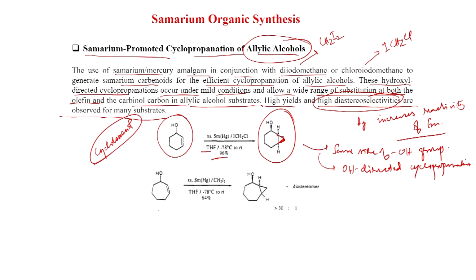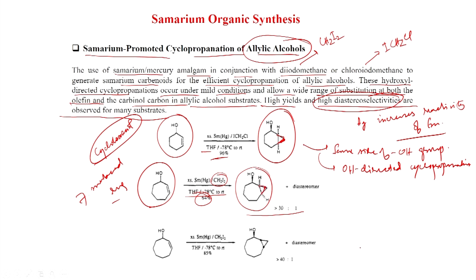Here also this is a 7-member ring. Here also you get high diastereoselectivity, and under the same condition here diiodomethane is used, minus 78 degrees centigrade to room temperature, THF solvent. However, the yield is a little less, 64%, but the diastereoselectivity is still high, greater than 30:1. So, this is the major diastereomer. Here also the cyclopropyl group is on the same side of the hydroxy group, and this is an 8-member ring.